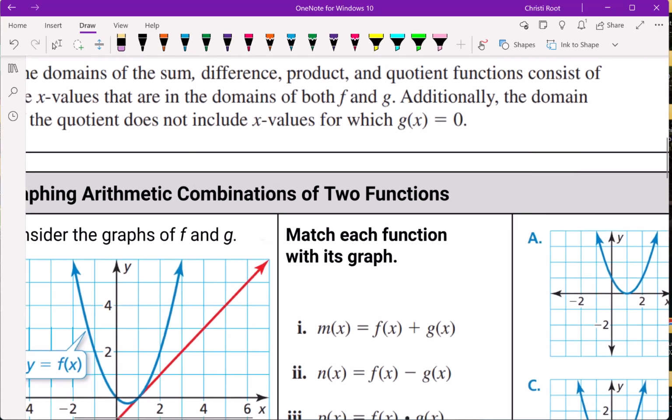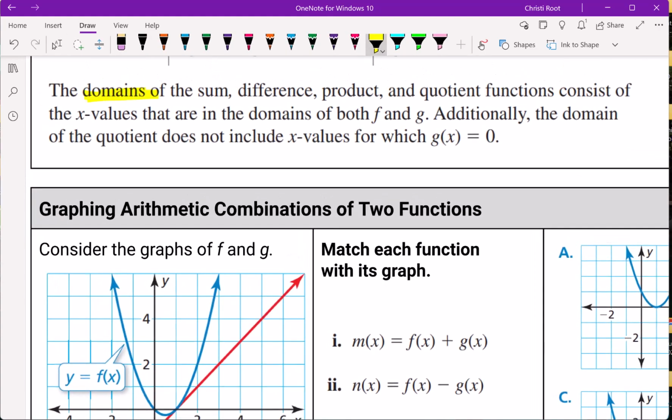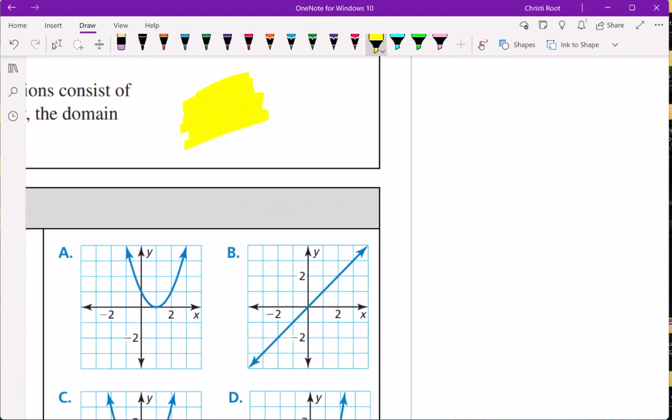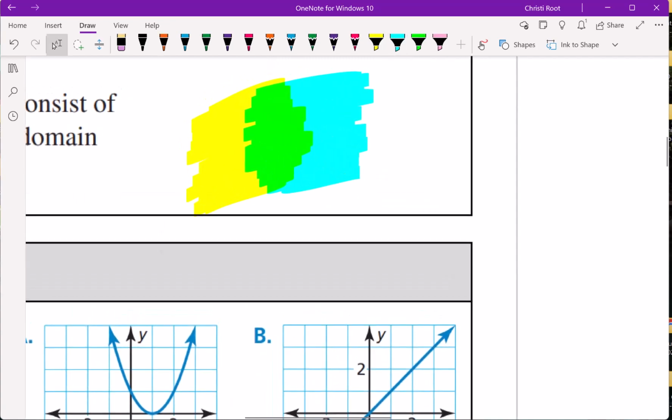So let's slide back over here. When you find the domain of the sum, the difference, the product, or the quotient, what you have to do is include all the values that are in common with both f and g. Now I'm going to show you a little demonstration using my colors, okay? So let's say I shade a portion in yellow, and then I decide to shade a portion in blue. And I have a little bit of overlap. Now what happens to the overlap? What can you see? It turns green, right?